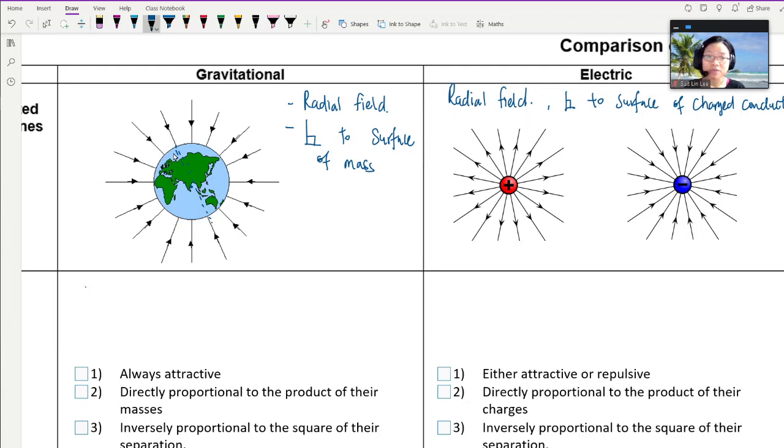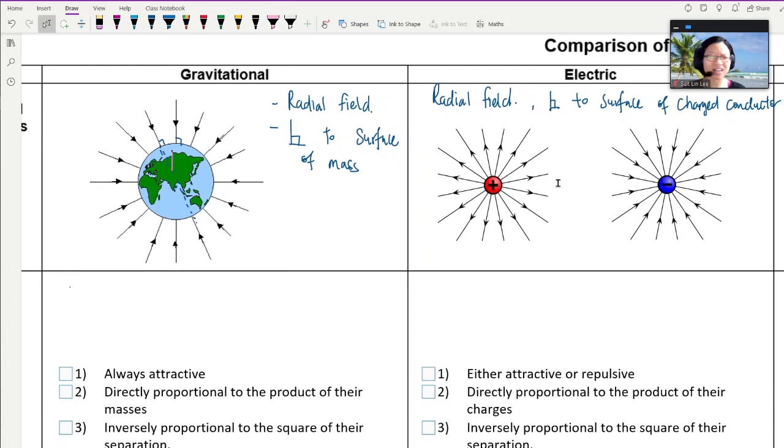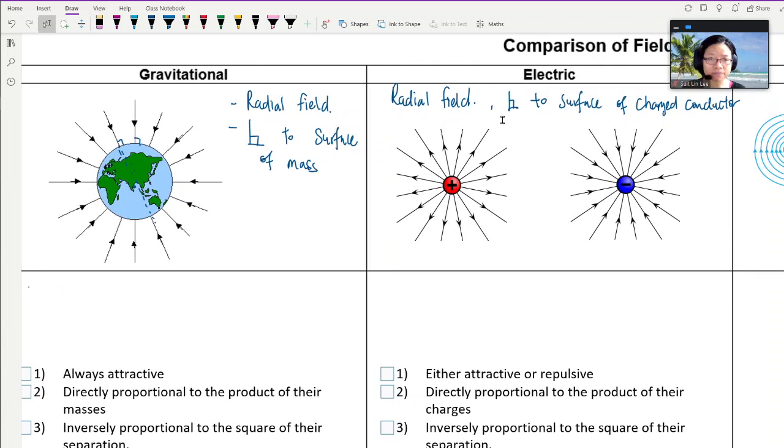Okay? And because it's along the radius, we know that this must be perpendicular, or 90 degrees, to the surface of the mass. If you have done that past year question with the random meteorite, it's the same idea. This field must always be 90 degrees to the surface of the mass, and if the mass is a perfect sphere or almost a perfect sphere, then we will call this a radial field. Similar to point charges, there's another similarity: it has the same shape, also a radial field. And if it's a charged sphere, this will be 90 degrees to the surface of the charged conductor.